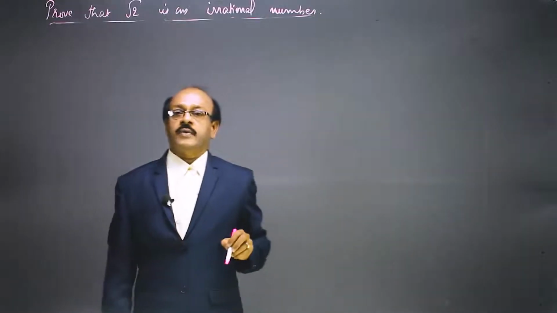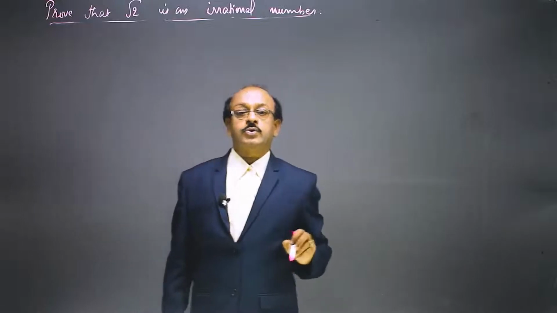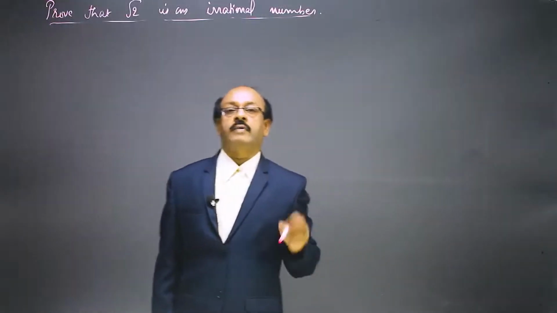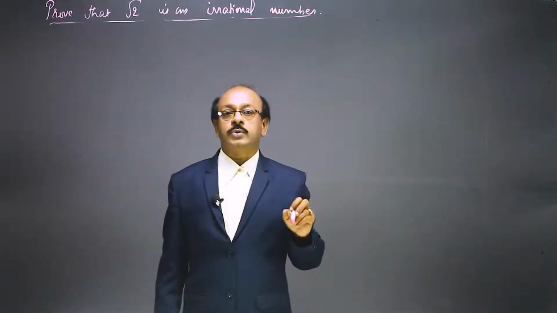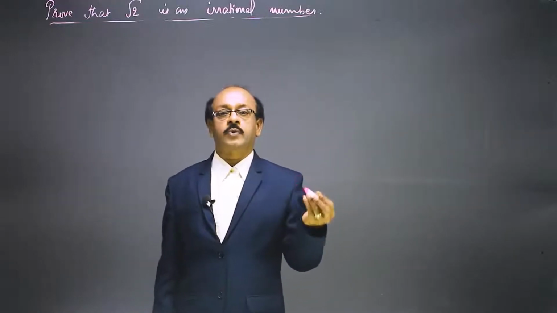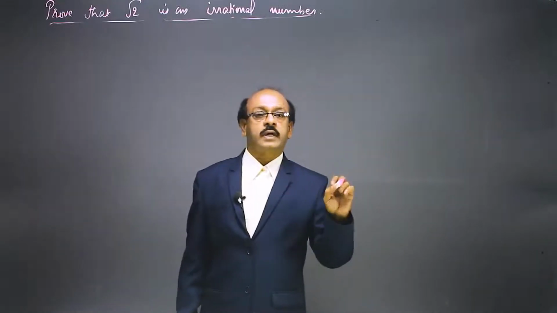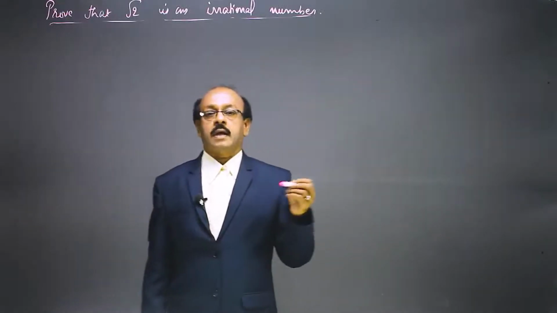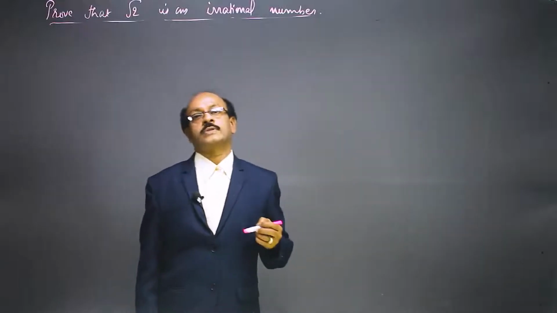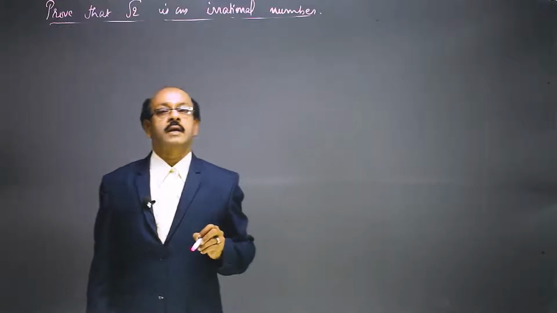The method we are adopting here is that first of all we assume root 2 to be a rational number. Then in the end we will prove that our assumption was wrong. That means root 2 is not a rational number, but root 2 is irrational. That is the method of proving. So first of all, we are assuming that root 2 is a rational number.